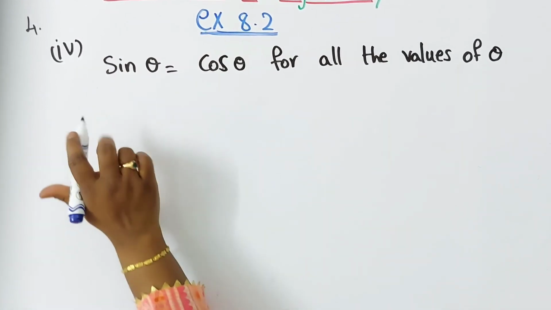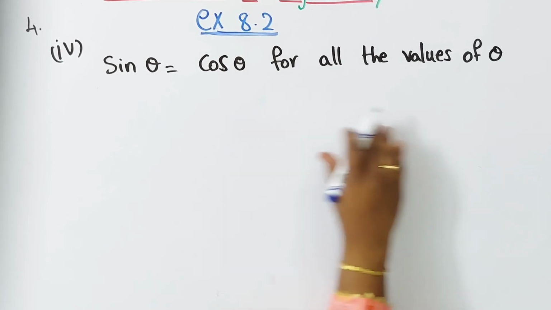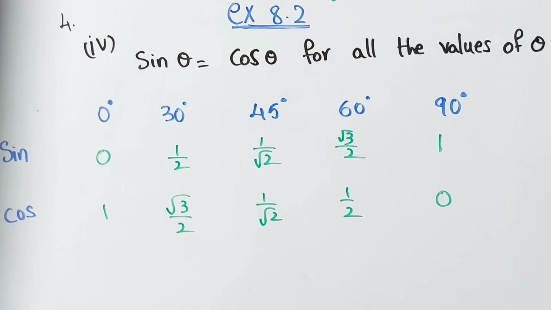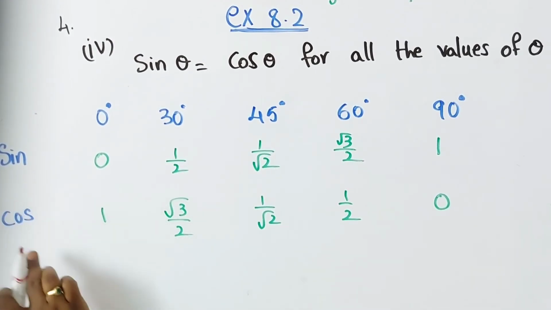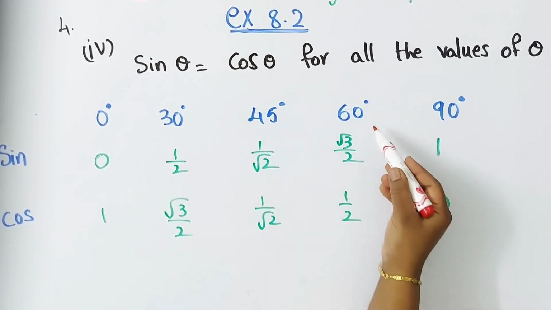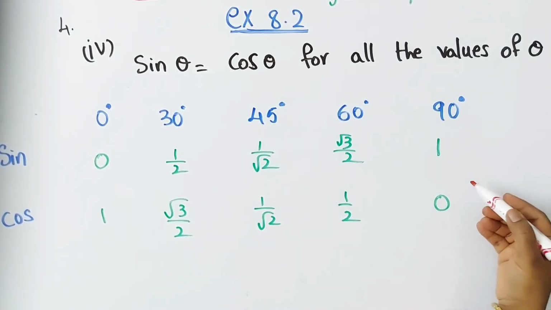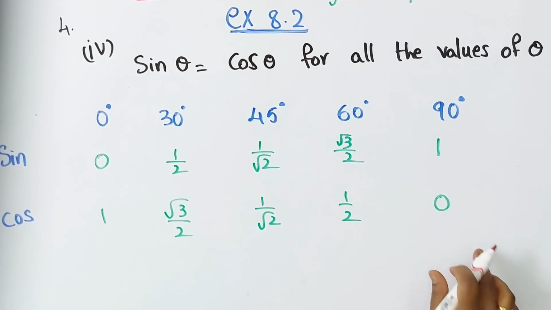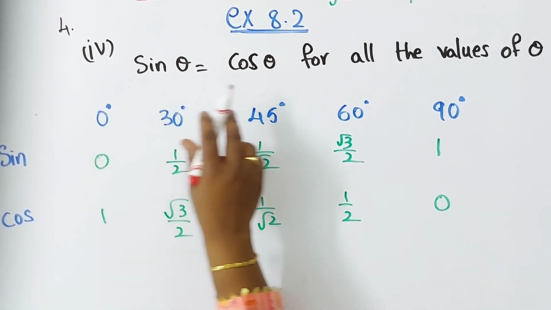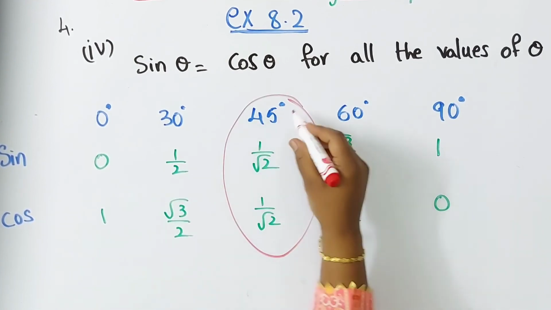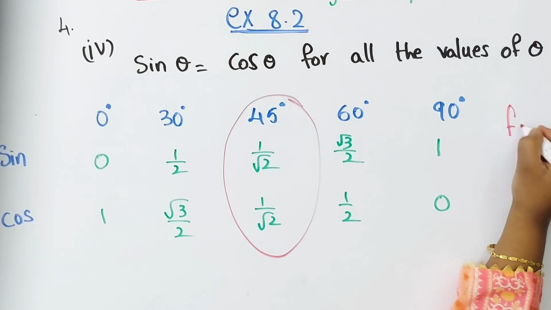Fourth statement, children, sin theta equals cos theta for all values of theta, is it correct or not? Let us check the sin and cos values. Sin 0 is 0, sin 30 is 1 by 2, sin 45 is 1 by root 2, sin 60 is root 3 by 2, sin 90 is 1. Here cos is going in reverse order. That means 1, root 3 by 2, 1 by root 2, 1 by 2 and 0. This we already know. Here they are telling sin theta equals cos theta for all values. No, only for 45 degrees it is the same. So this is a false statement.